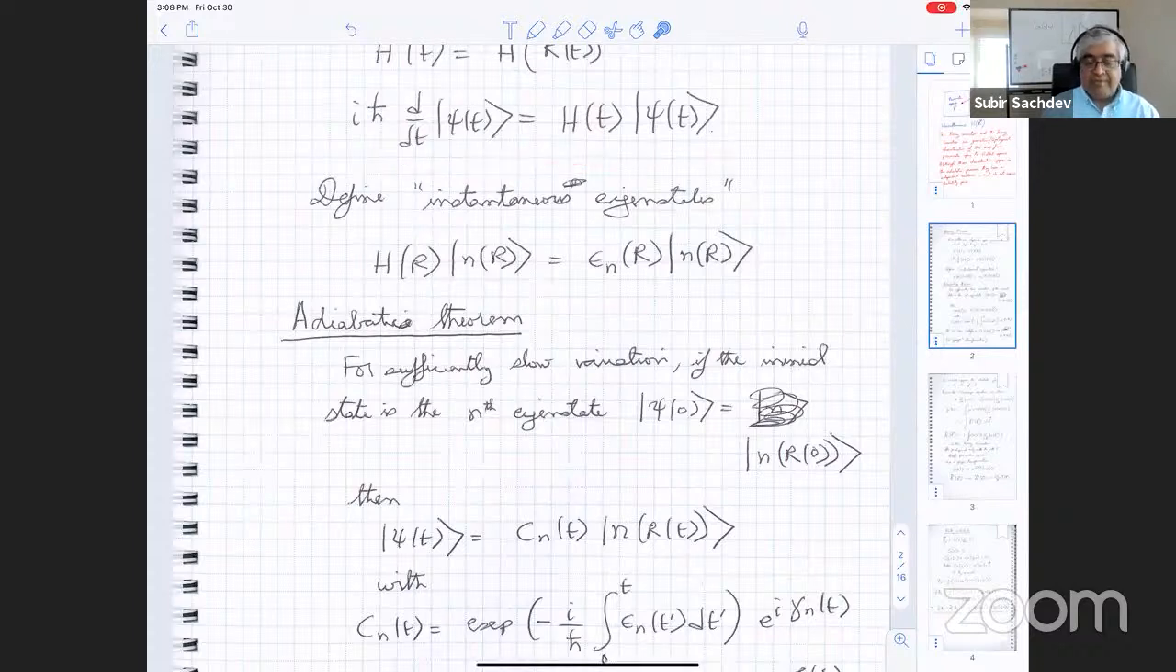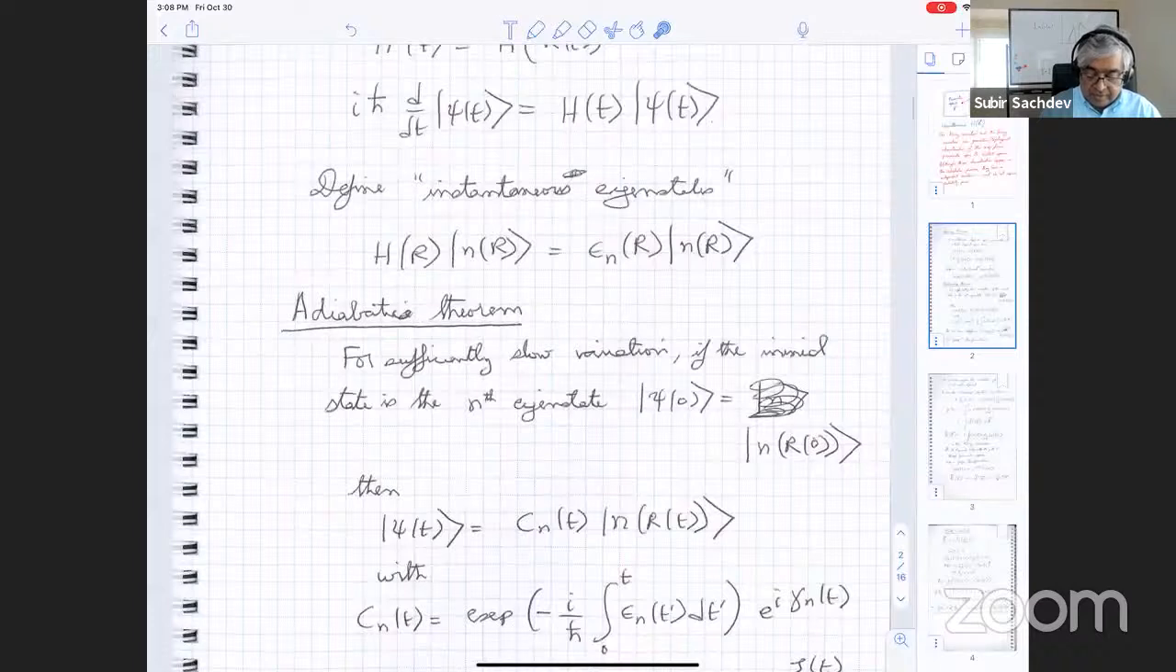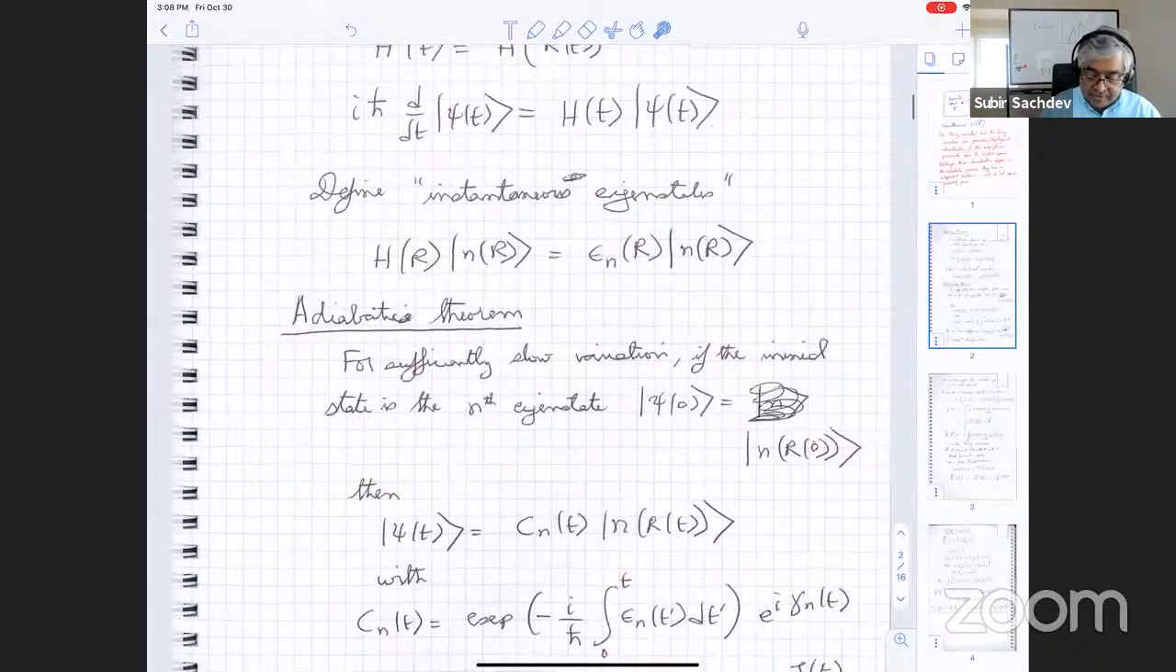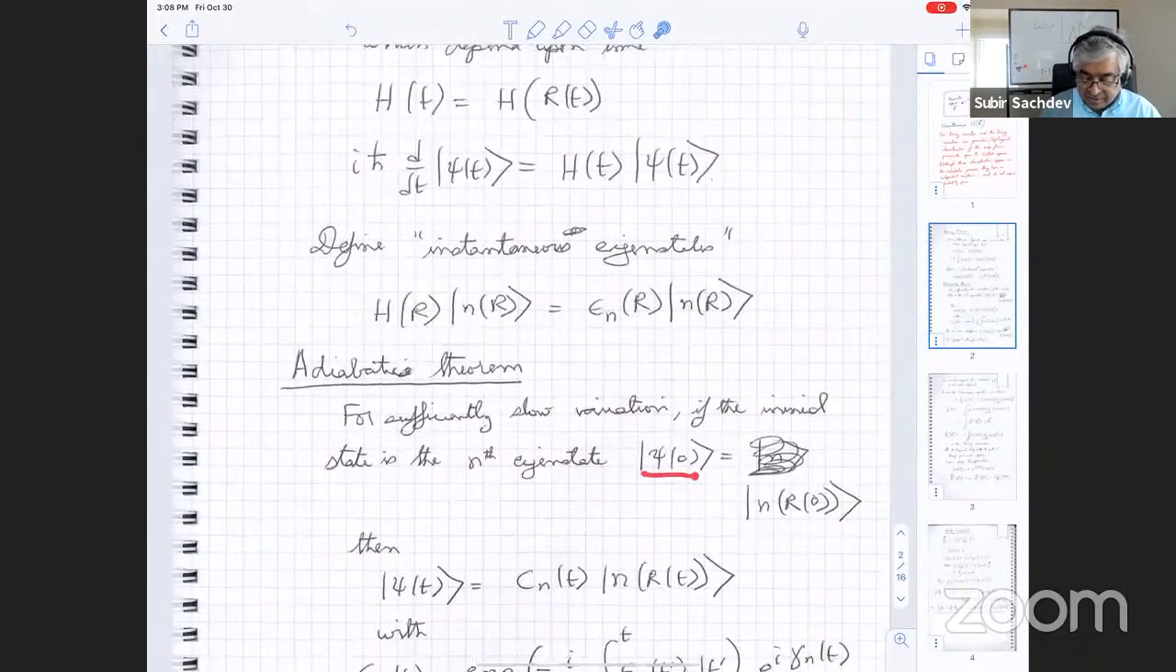All right, so now the adiabatic theorem tells us that if the variation is slow, and if you start out at t equals 0 in some eigenstate, so psi of 0 is n of r of 0, then you will remain in that eigenstate if the variation is slow enough. That is, as you vary the parameter r, you will remain in exactly the same state.